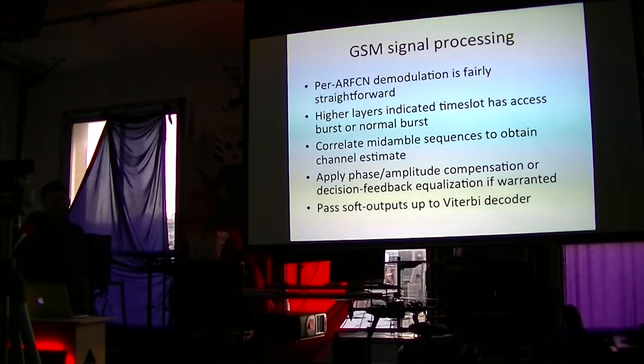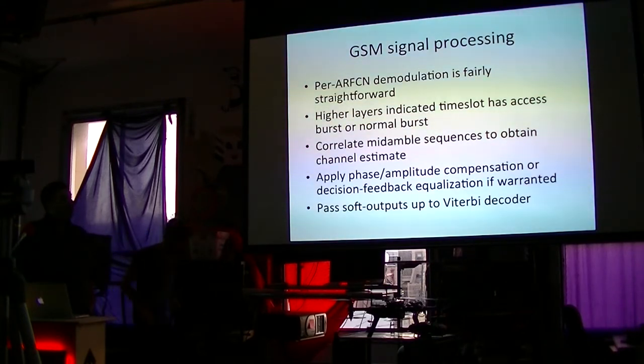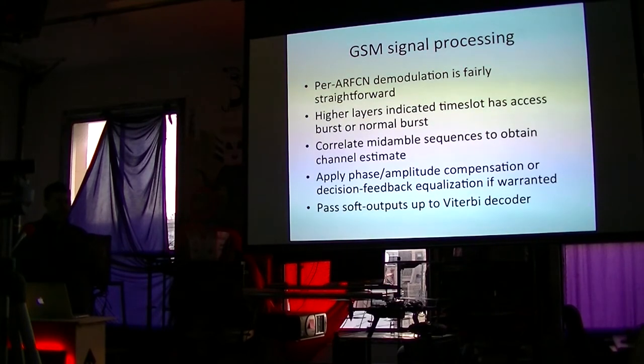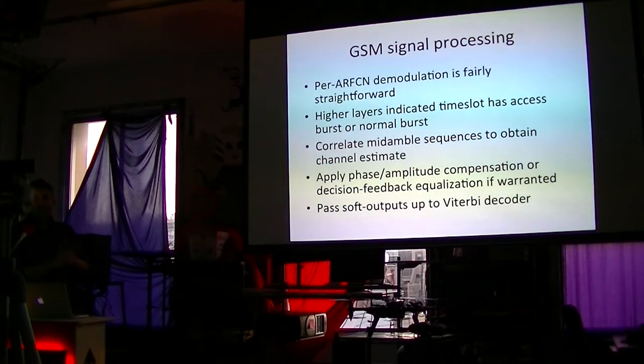The DMOD thread is pretty straightforward. Here's the diagram of the midamble that comes in each time slot. You run a correlator over it, and it gives you an estimate of the channel response, phase, amplitude, and whatnot. Depending on what comes out of the correlation, you either do a simple phase or amplitude compensation, which is basically a multiply operation, or something more advanced. In OpenBTS, we use something called a decision feedback equalizer. It's been around for a long time, and there are tons of algorithms out there. There are other equalization algorithms that people can implement if they want to. Once we're through with the equalizer, we pass the soft bits, or soft outputs, which are 1 or minus 1.